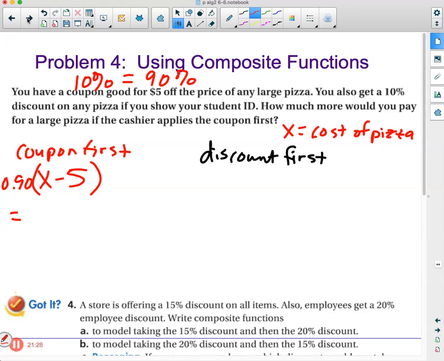So this can be simplified. We can go ahead and distribute this. So we've got 0.90x minus, you do that math in your head since it's money, or do you want it up on the screen? Nobody answered, which usually means you want it on the screen. Yeah, 4.50.